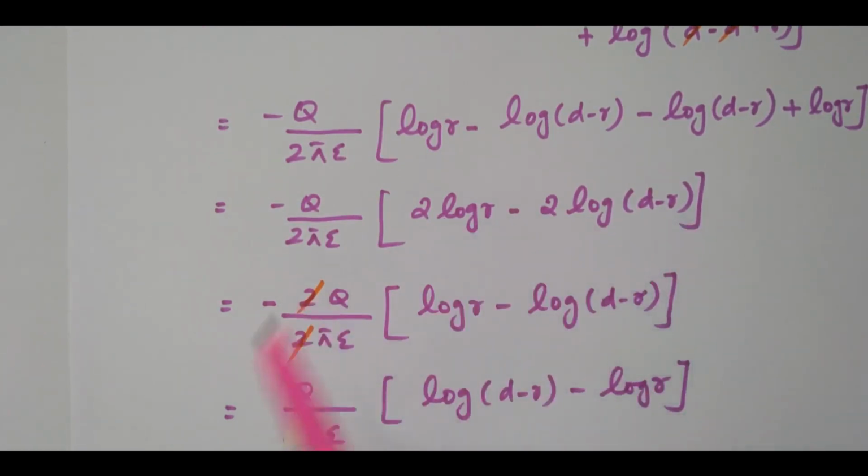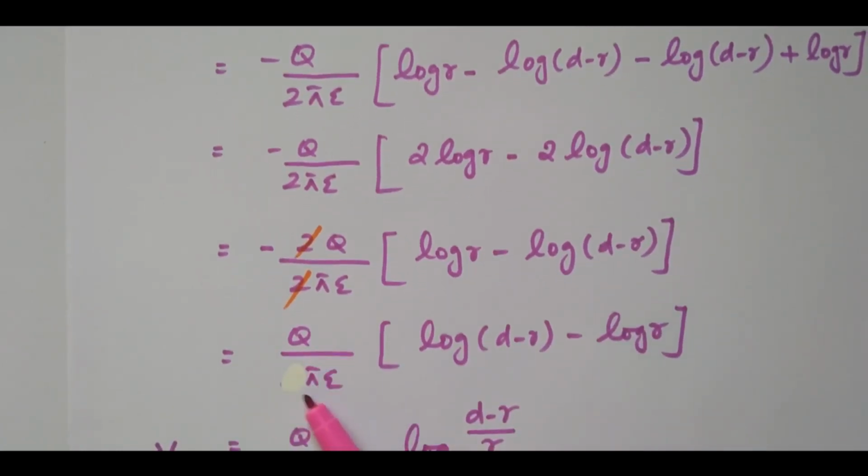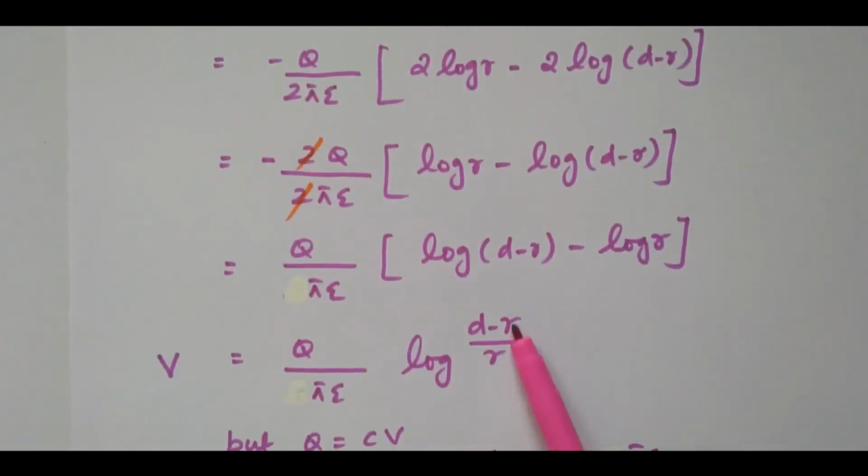Now we can take this 2 outside, right? Already one 2 is there, so it got cancelled. Log r minus log (d minus r), right? So what is there? Q divided by pi epsilon, log (d minus r) by r. The negative available outside is multiplied inside, so these two values are interchanged. This becomes negative, this becomes positive, so that log (d minus r) minus log r, right? What is log (d minus r) minus log r? That is nothing but log (d minus r) by r. Log a minus log b is nothing but log a by b. By using that we can find this. So finally what we got? V equal to Q divided by pi epsilon log (d minus r) by r, right?